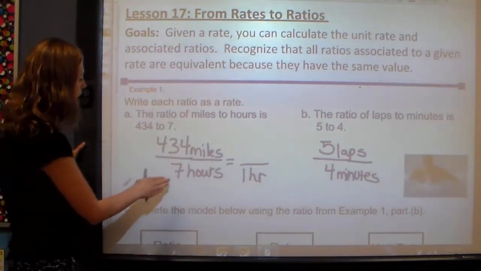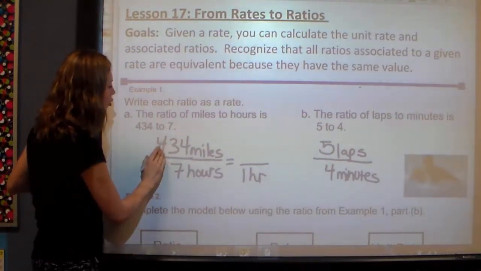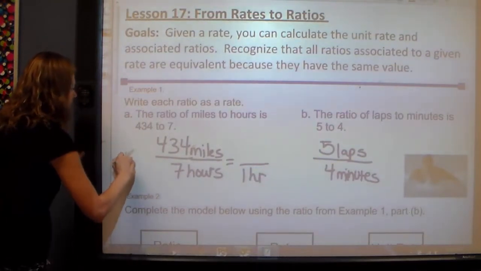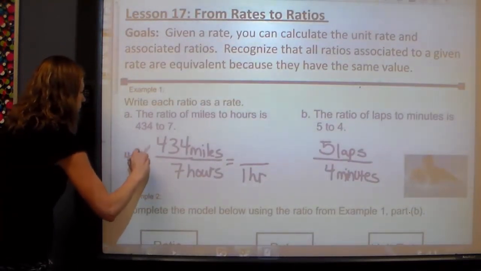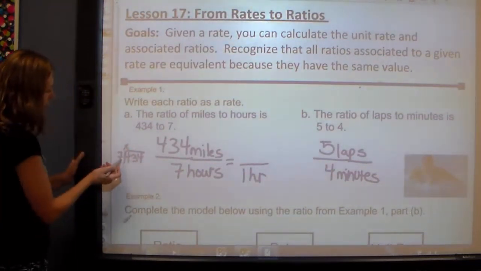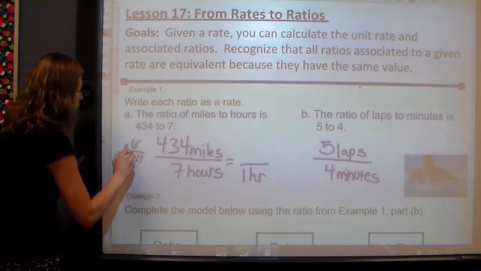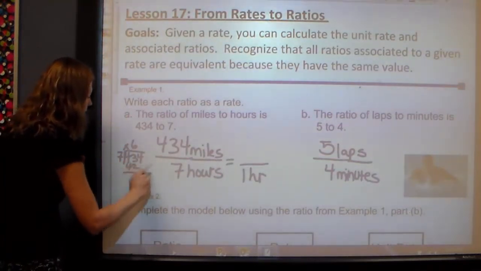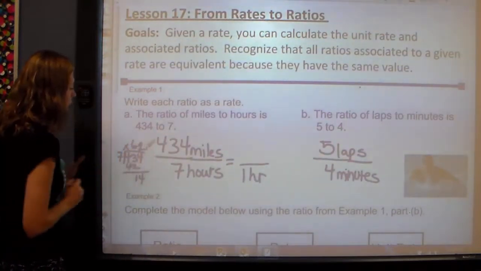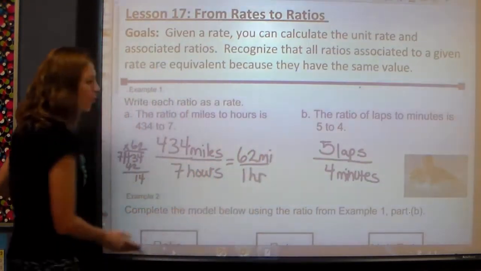So how do I go from a 7 to a 1? Well, I divide by 7. So I would want to divide 434 by 7, and I can do that off to the side. If you don't know that in your head, if you can't solve that, 7 times what is around 43? Well, 7 times 6 is 42. And then I would have 14. So 7 goes into 14 twice. So that means that it's 62 miles per 1 hour.